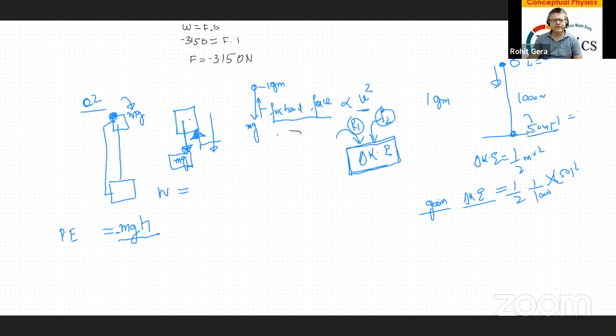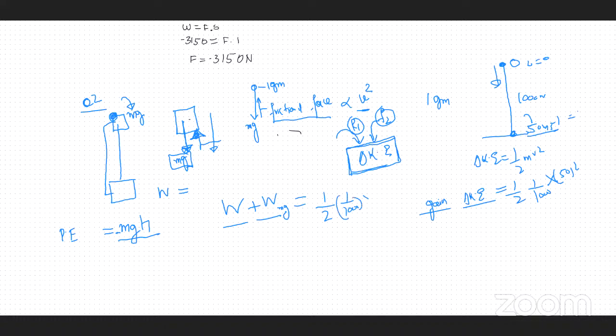So whatever work is being done by the frictional force and the work done by the weight mg, together, how does it show up? It shows up as the change in kinetic energy of the system. Okay, I will tell you another way to look at this.